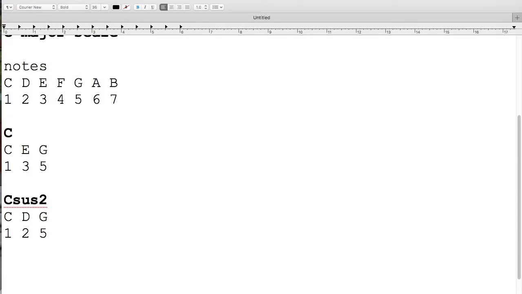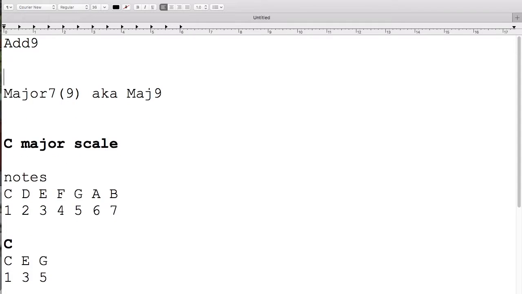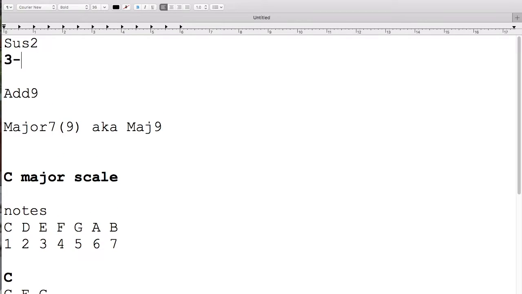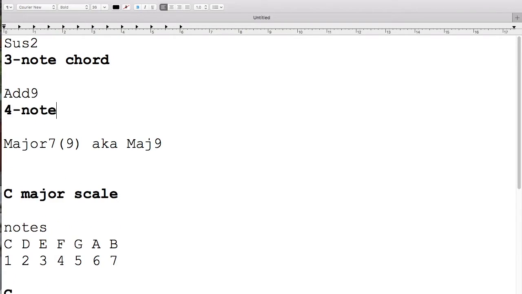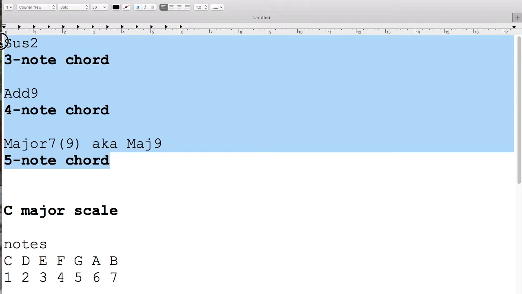Get rid of all that. So this should really be in this order, in my opinion. Sus2, Add9, and Major 7/9. The reason I say that is because Sus2 is a 3-note chord. Add9 is a 4-note chord. And Major 7/9, or Major 9, is a 5-note chord. So that simplifies these chord terms eventually. Once you've spent enough time with them, you'll memorize all this stuff.